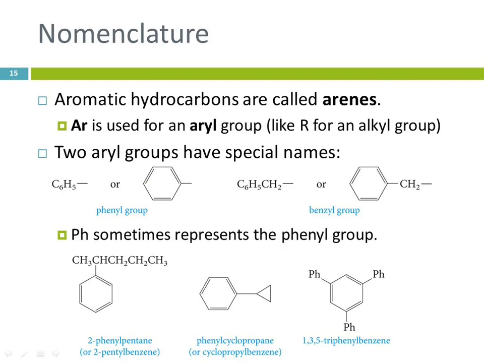So like this guy here. We could name this as 2-pentylbenzene, because this is a pentyl group, and it's attached at the second carbon. So that's one way to name it. Or we can name the benzene as a substituent on the pentane. So this is phenyl, and it's on carbon number 2, so 2-phenylpentane.